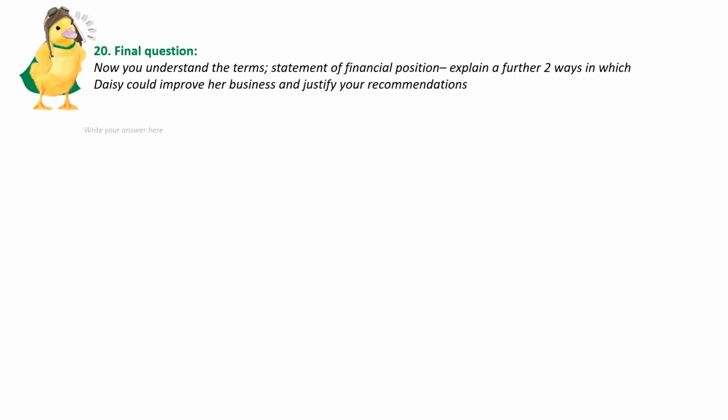The final question, question 20. Now you understand the terms, statement of financial position, explain a further 2 ways in which Daisy, the company from slide 18, could improve her business and justify your recommendations. Write your answer below. This one really is about your opinion on what they can do in terms of their assets and liabilities. It's about you making a financial recommendation.